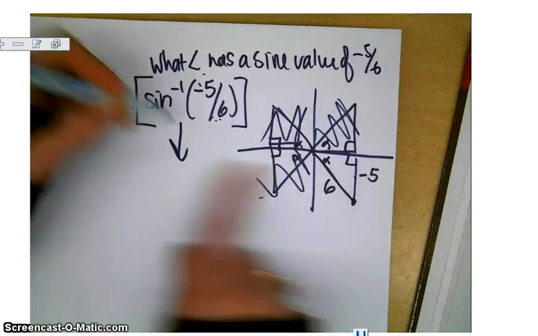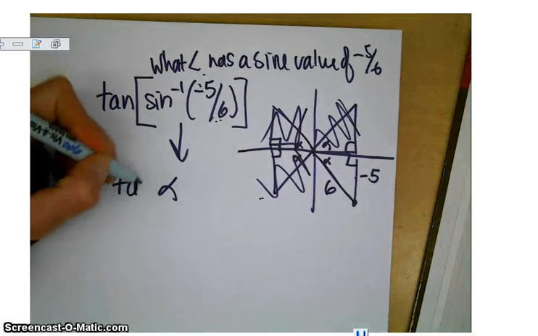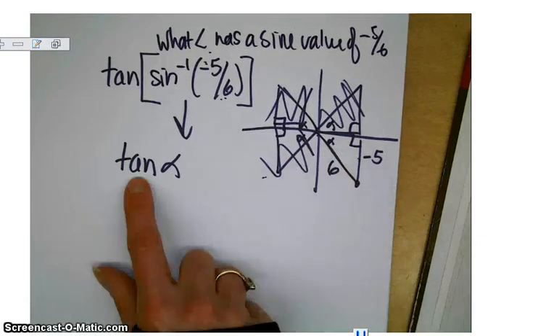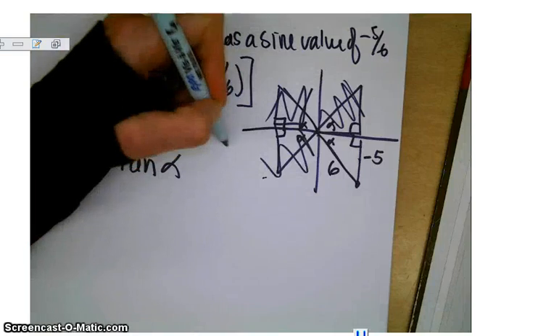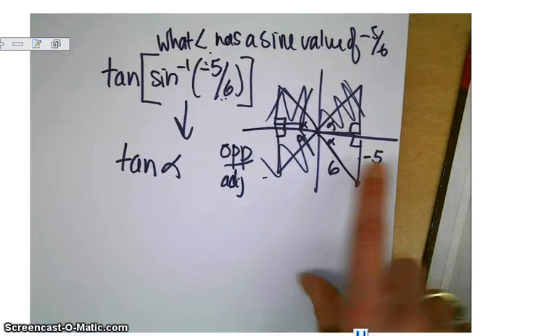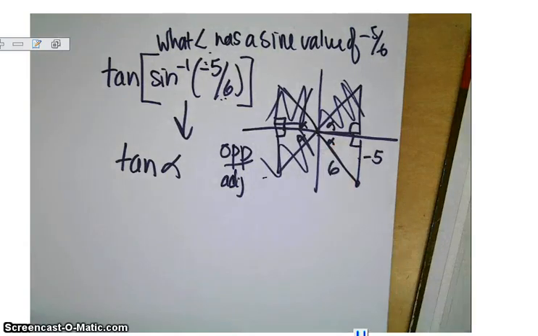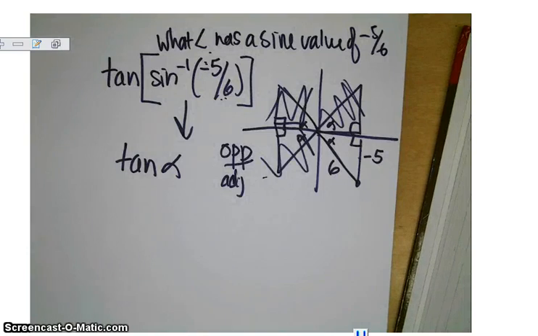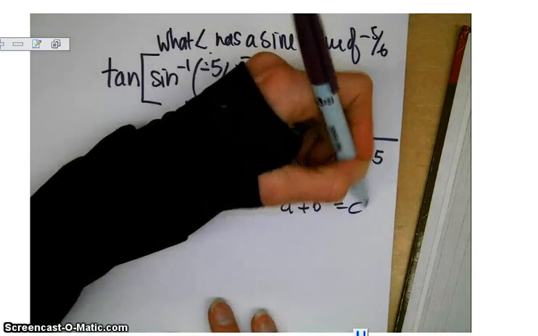So how did I answer this question? Alpha. Alpha is the answer to that. So now I just need to find the tangent of alpha. So what is the side ratio for tangent? Opposite over adjacent. So I know the opposite side, but I don't know the adjacent side. How am I going to find it? Pythagorean theorem. You always use the Pythagorean theorem to find the third side in a right triangle. So a squared plus b squared equals c squared.